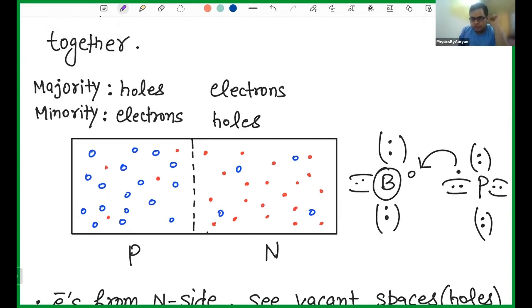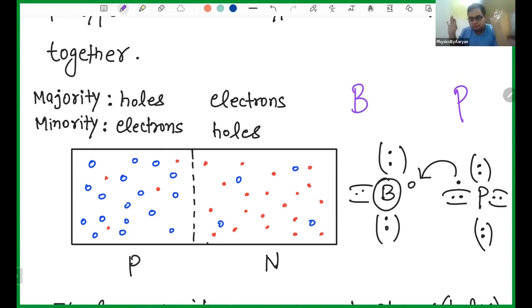Now if I give you the picture inside just one atom on the P side and one atom on the N side: on the P side you have trivalent impurities, for example boron, which has only 3 electrons in its outermost shell. So it has not made any fourth bond. On the N side you have, let's say, phosphorus. Both atoms are neutral. Boron is neutral on its own, and phosphorus is neutral on its own.